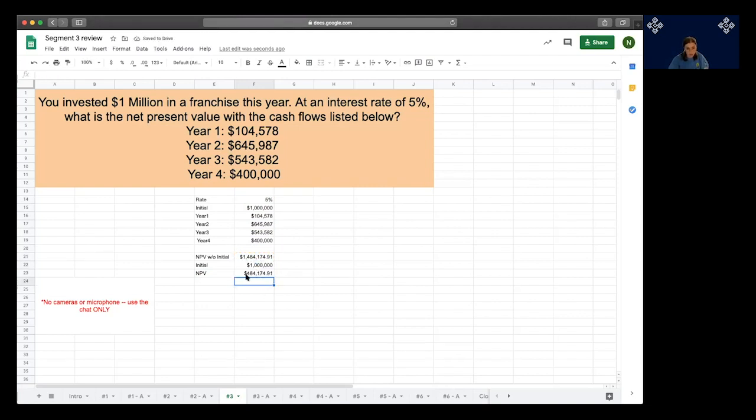So you should end up with 484,174.91 cents. So this is the way you would go about this problem. For the people that were getting the answer wrong, does it make sense? Are you still confused about a certain part or anything? Hopefully this helps.